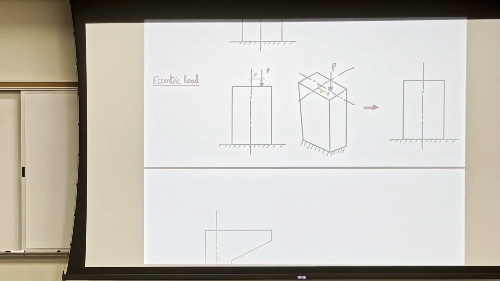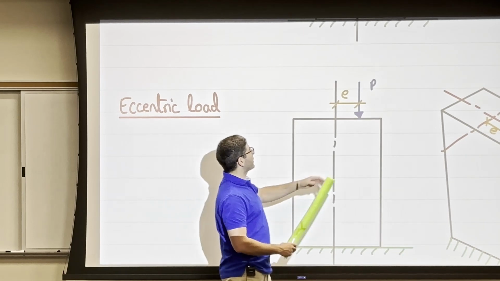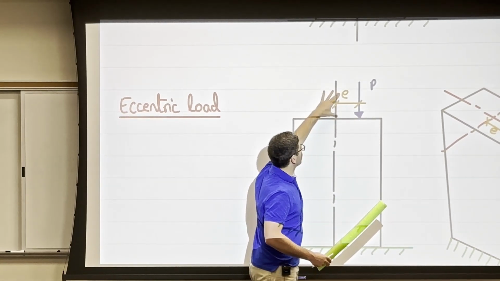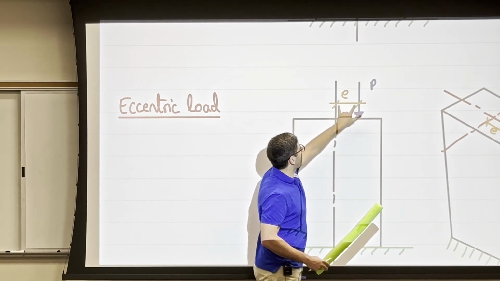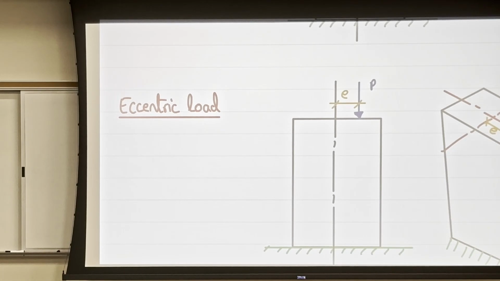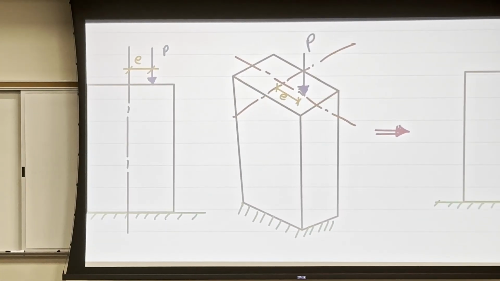But in case you have something like eccentric load, where the load is not applied at the centroid of the column or along the longitudinal axis of the column, it is shifted by eccentricity E, which is the distance. What should we do in that case? And here's how it looks like in 3D.